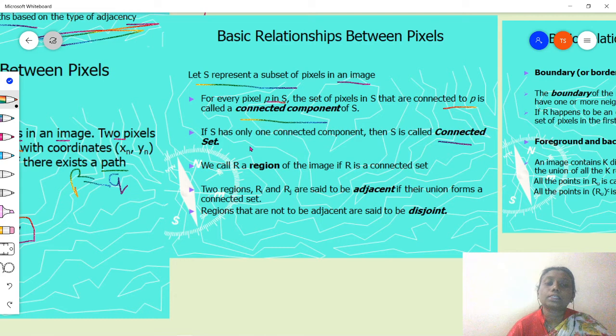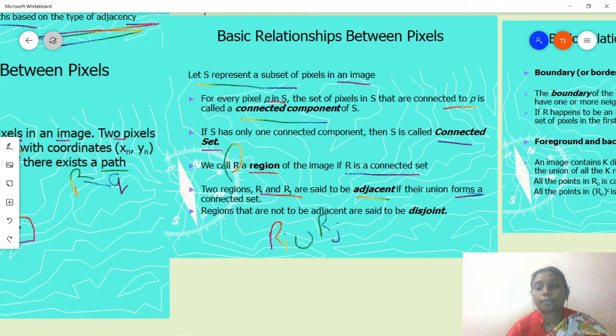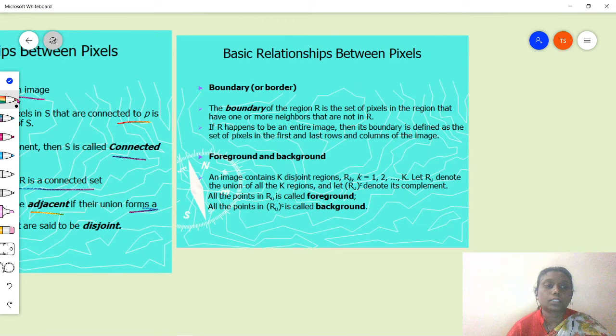And we are representing a region with R. Of the image, if R is a connected set, then two regions, Ri and Rj, are said to be adjacent if their union forms a connected set. Ri and Rj union operation. See, all these are set operations in mathematics, right? I think you got this. Already you got this point.